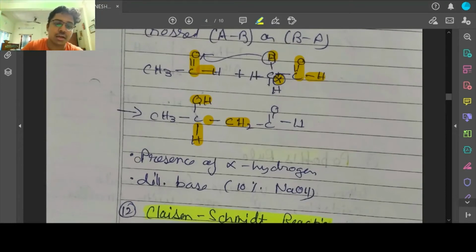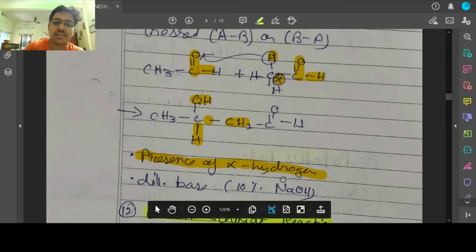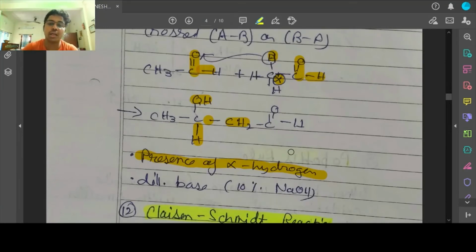Aldol condensation will only take place when there is alpha hydrogen present. So the presence of alpha hydrogen is a deciding factor for aldol condensation. In this case alpha hydrogen is present, but in other compounds, if alpha hydrogen is not present, then no aldol condensation takes place.